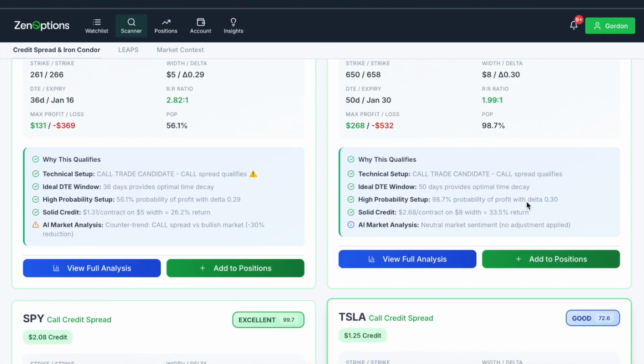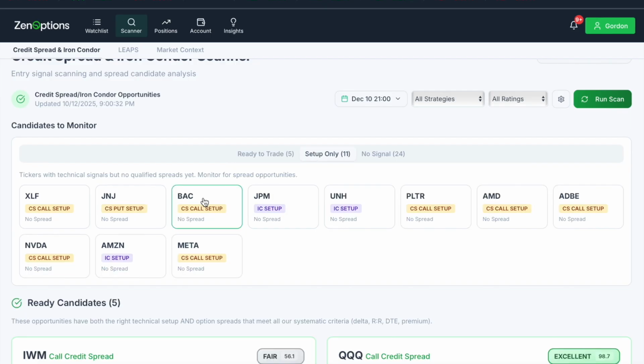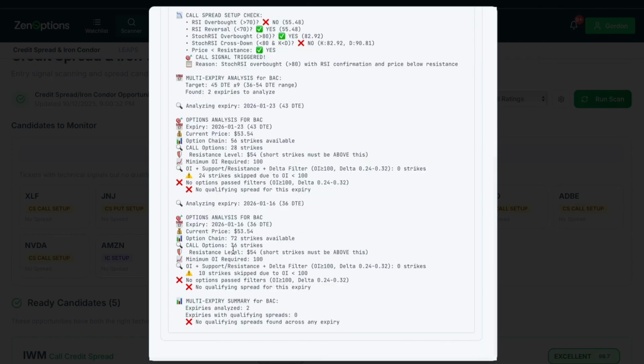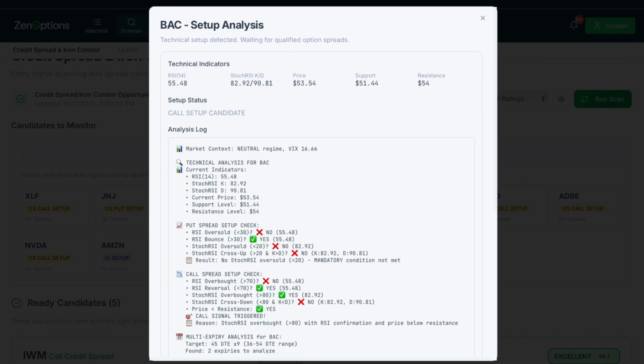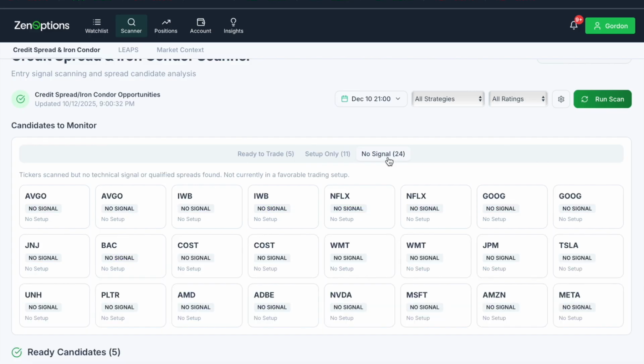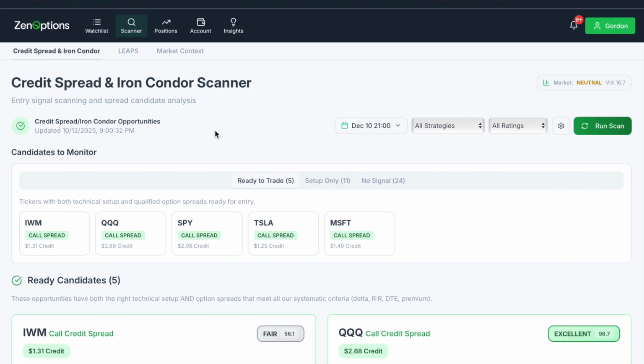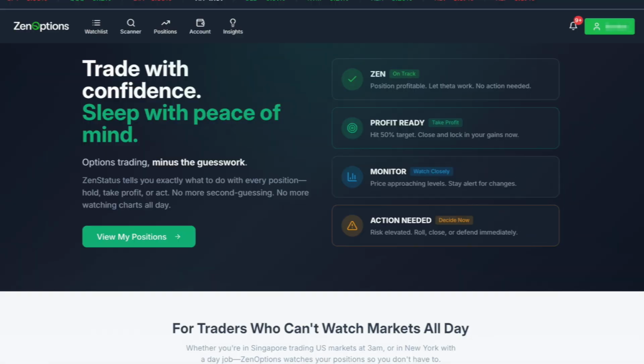And the best part? ZenScan performs this entire workflow across every ticker in your watch list. So instead of manually checking ticker by ticker late at night or during the day, you get a clean list of high-quality candidates generated automatically. This isn't about predicting the market. It's about creating a consistent, probability-based workflow that saves time and improves decision-making.